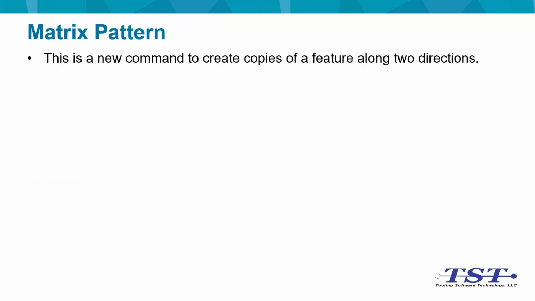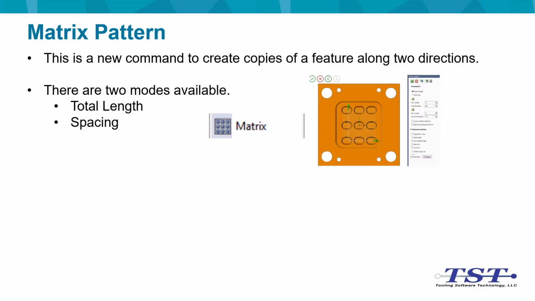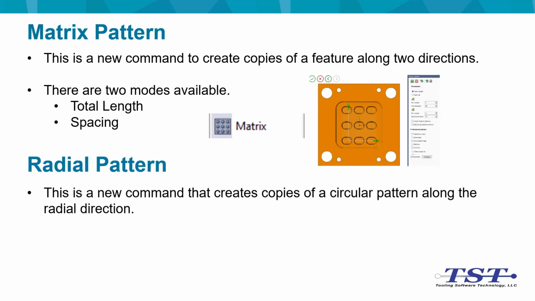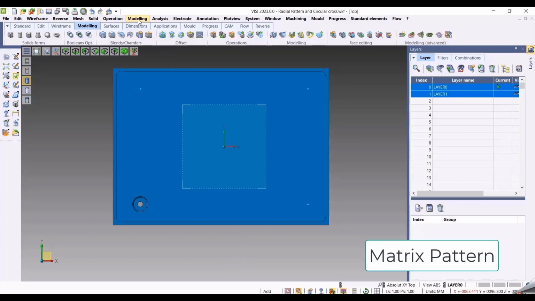There have been some new commands added to the pattern dropdown. The first one is called matrix pattern. This command allows you to create copies along two directions. There are two modes for this as well. You've got total length and spacing. And then there's a new enhancement called radial pattern. This command allows you to create copies in a circular pattern along a radial direction as well. So you'll see this in the video example.